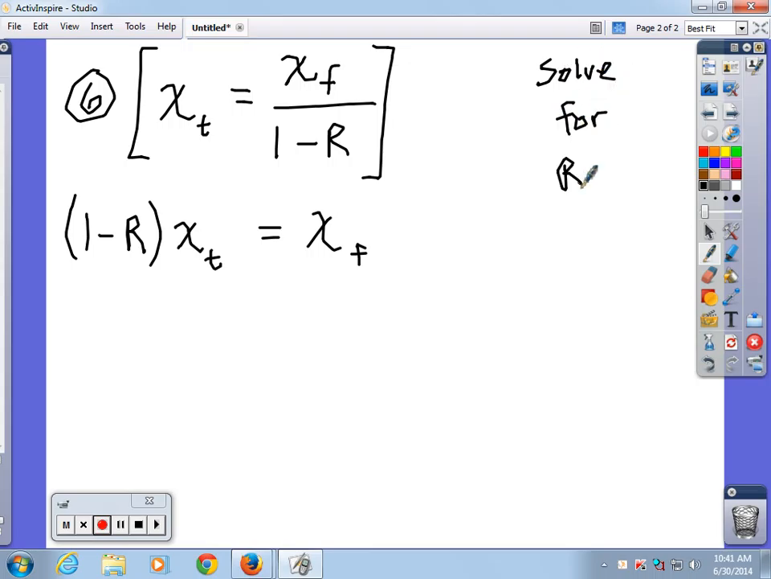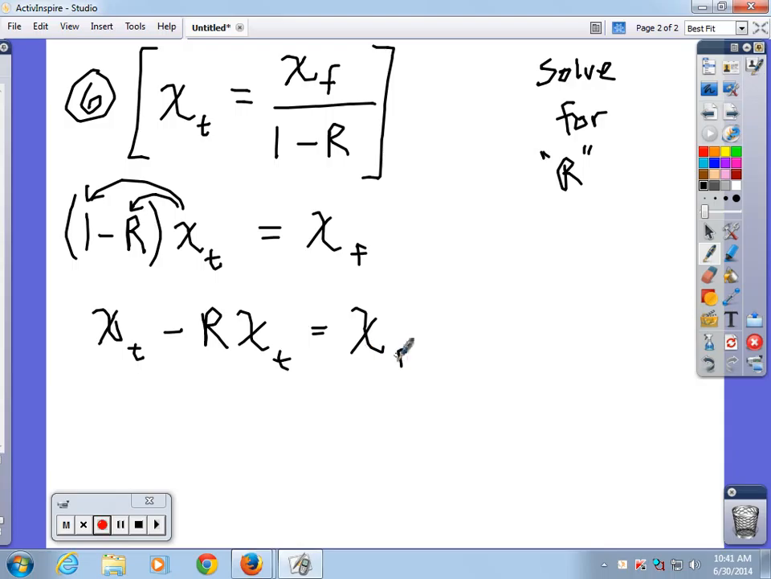What's the good news? There's only one what? R. What's the bad news? It's in the what? It's in the parentheses, so you've got to bust them up. So bust them up, and you get x of what? x of t minus r x of t, and that's equal to x of f.